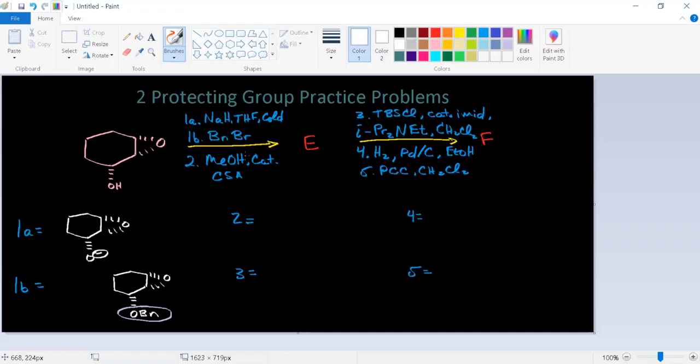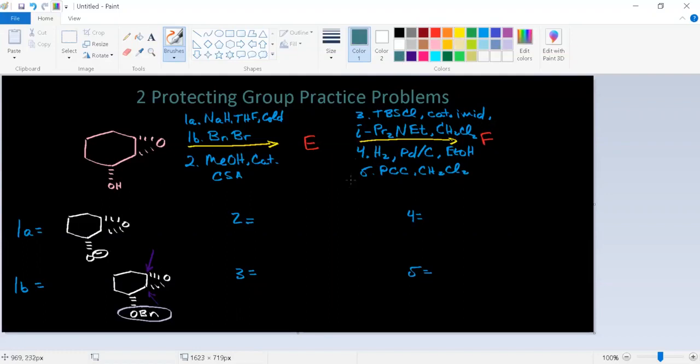Going on to step 2, methanol with catalytic CSA. You can kind of treat CSA like it's sulfuric acid. I believe it's a slightly stronger form of acid than sulfuric acid, but for us, we're just going to treat it like it's an H+. So it's just going to be protonating things. In this case, it's going to protonate the epoxide. When you protonate the epoxide, the methanol is more likely to do a nucleophilic attack. Now we just have to figure out which side it's going to attack. Is it going to attack that carbon, or this carbon?